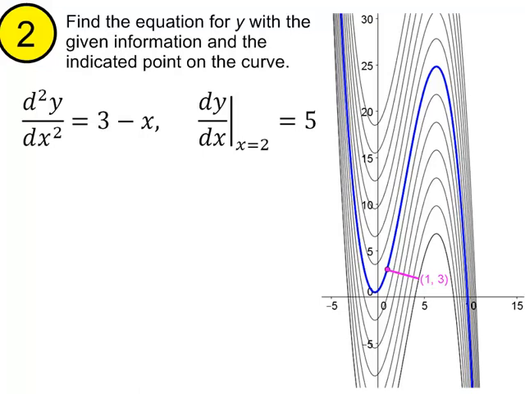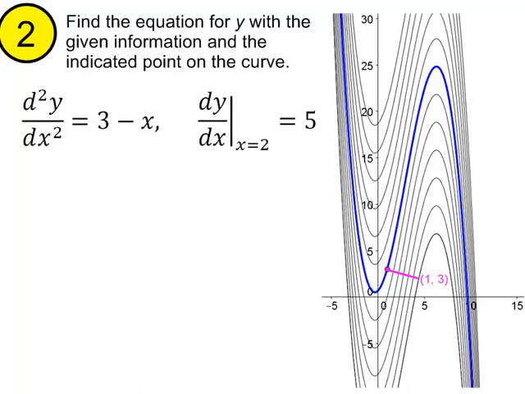We are to find the equation for some function of x, some function y, with the given information and the indicated point on the curve. So we're told what the second derivative of y is. We're told what the first derivative is at a certain point. And we're also looking at the picture, and we see that there are some point coordinates that this function y better pass through.